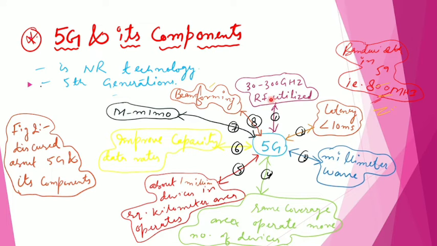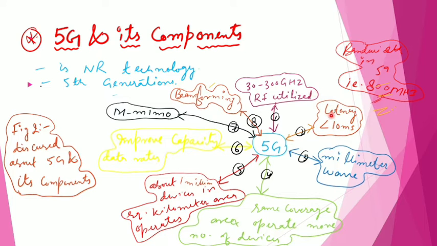So the maximum number of devices that create the traffic are divided across the large band of 30 to 300 gigahertz. Due to that, they can freely and flexibly access the data rates and communication, establishing the communication link between the base stations and users.